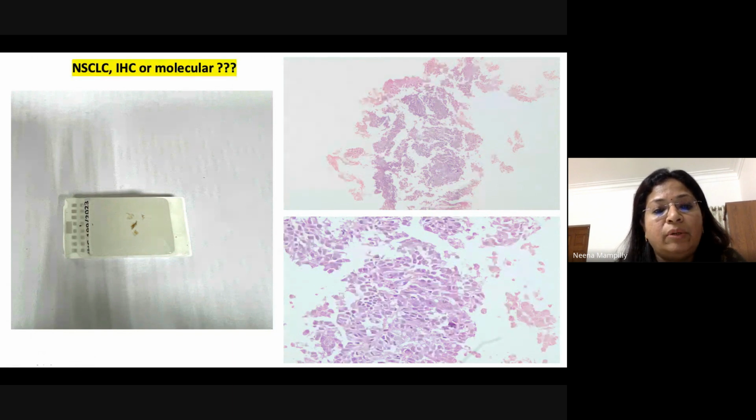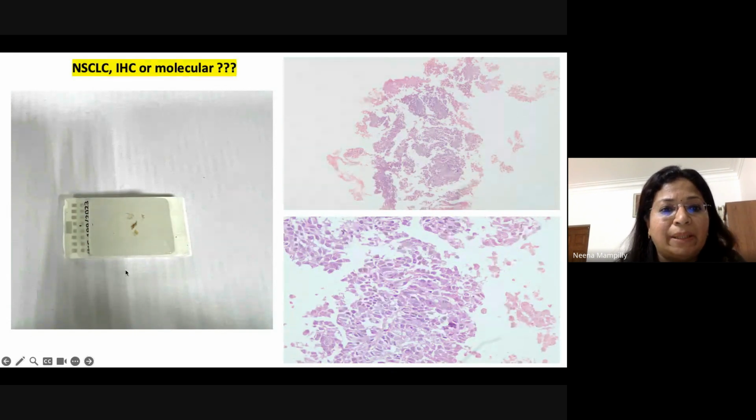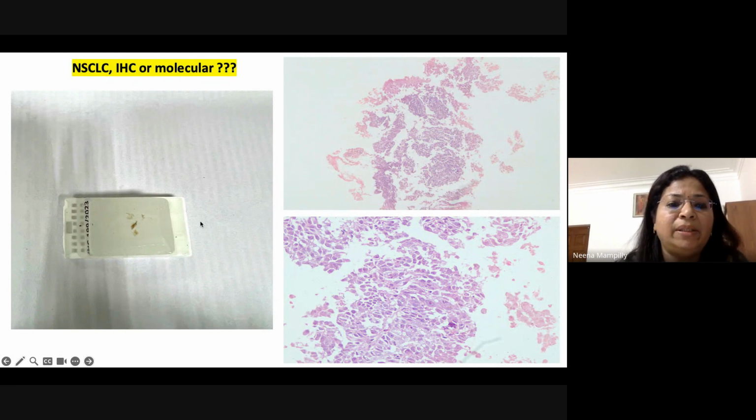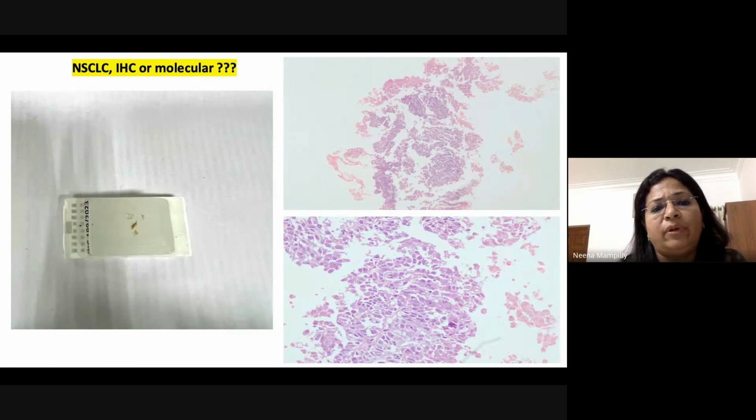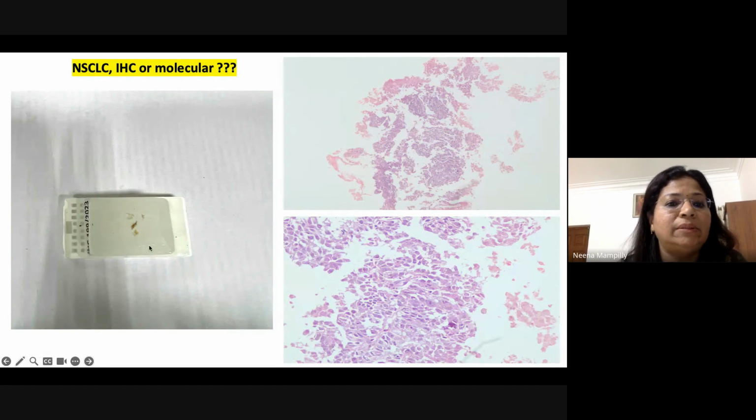So the decision on whether to go for IHC or molecular is to be made by the pathologist in consultation with the oncologist, or you make your own judgment. At least leave tissue there. Do not exhaust it. Once you exhaust it, they will not repeat the biopsy, and there is no question of asking for a repeat biopsy. It makes you feel very bad about that. So the judgment on what to do with this small bit of tissue, whatever you are left with, is the pathologist's job.